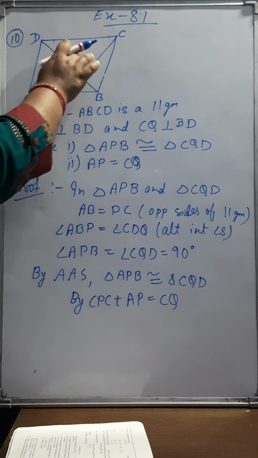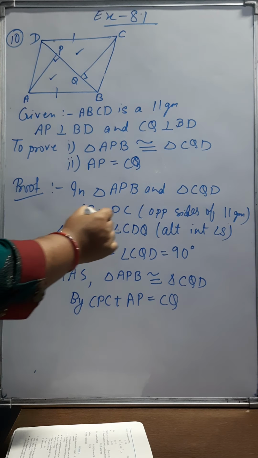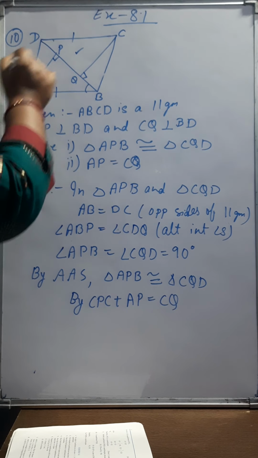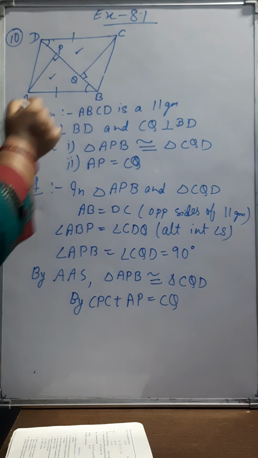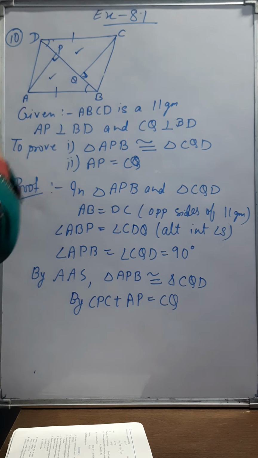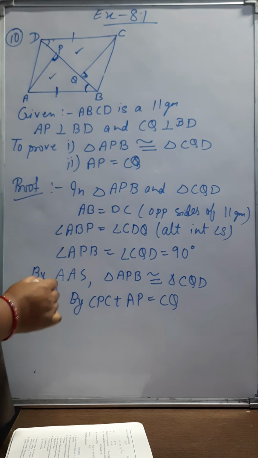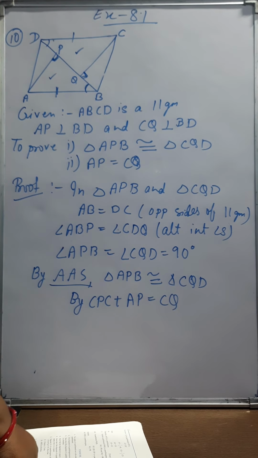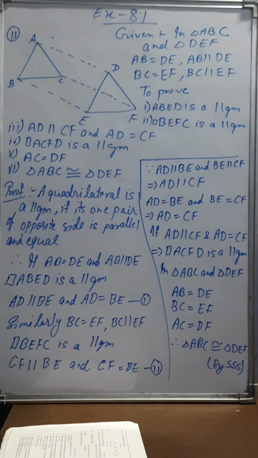Let us prove that these two triangles are congruent. Clearly, this AB is equal to DC, opposite sides of the parallelogram. Angle ABP will be equal to this angle CDQ. Both are alternate interior angles, and this angle of these two triangles are equal. So definitely we got two angles and one side. So by AAS, these two triangles will be congruent. Triangle APB is congruent to triangle CQD. So by CPCT we can write AP will be equal to CQ.